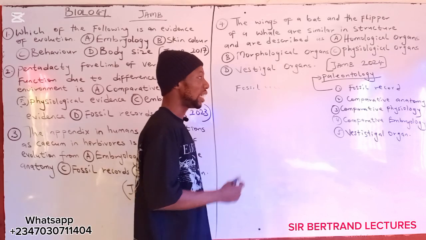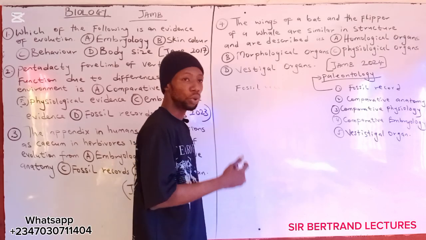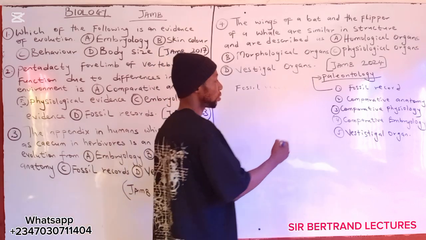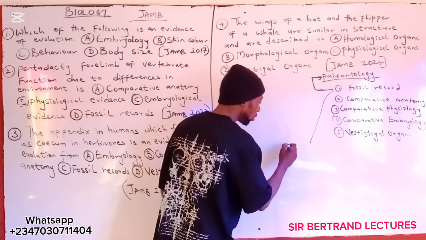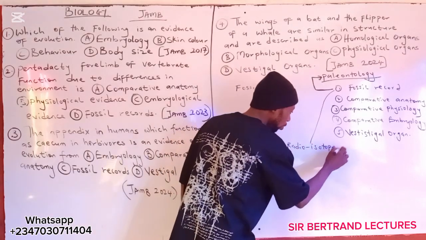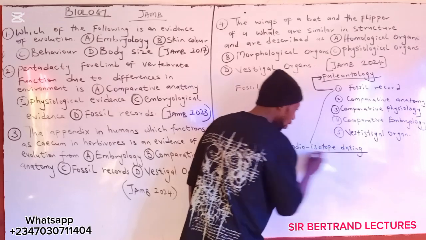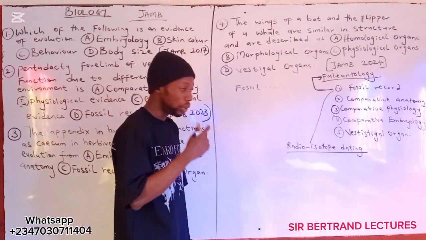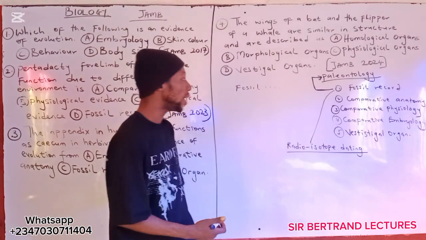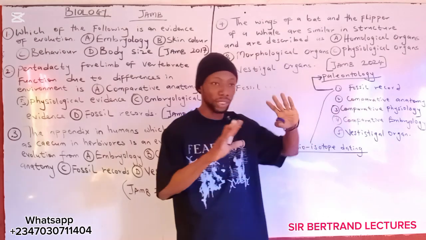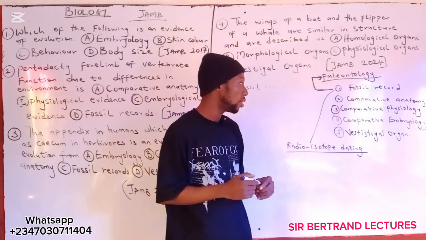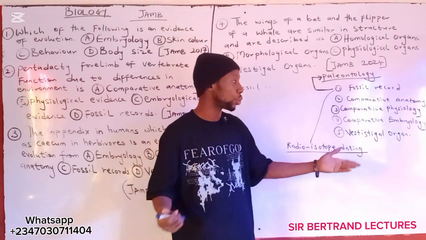All right. The scientific techniques used to determine the age of the fossil remains is known as radio isotope dating. All right. This is the scientific technique which is applied in order to determine the age of the fossil remains. All right. The comparative anatomy has to do with the structures, how the structures look like. All right. Then physiology has to do with function.